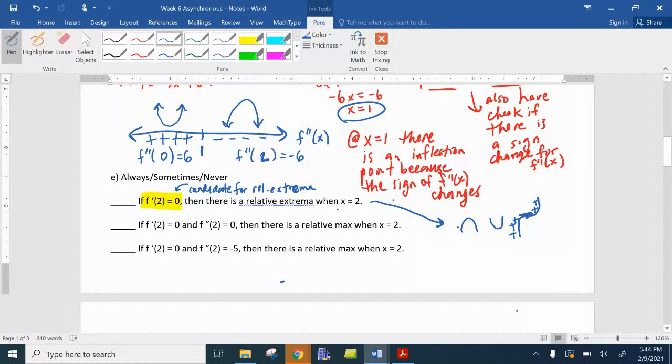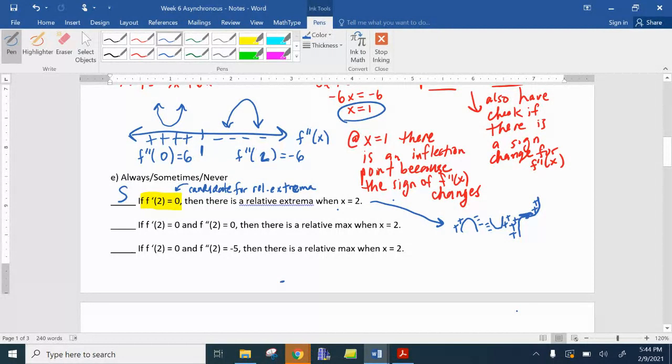Could it be? Yes, the first derivative could change sign. It could go from positive to negative, or it could go from negative to positive. And that would indicate that there's going to be a relative extrema at that input. So I'm going to say this is sometimes.